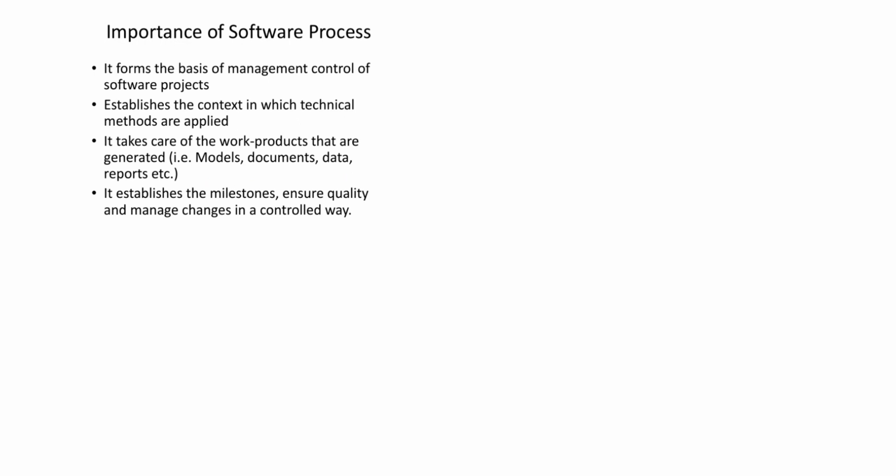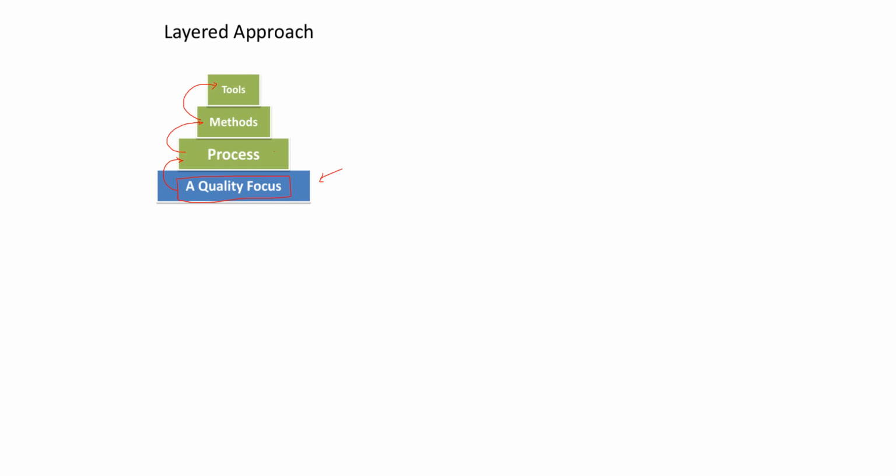So we need a very sound process if we want to achieve the base of the layered approach, which is called quality. So this is the final layered approach. It says that I need to focus on quality. If I have the quality in place, the principles in place, then I rest on the process. This process ensures that the quality will be taken care of. You are not going to compromise on quality if you have a very sound process.